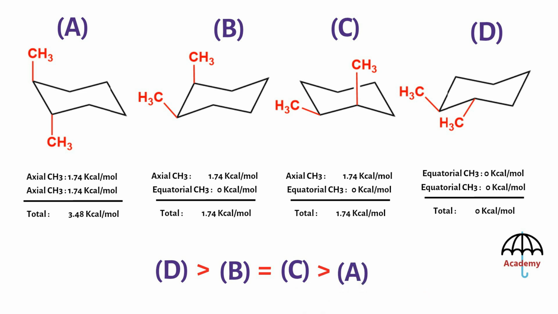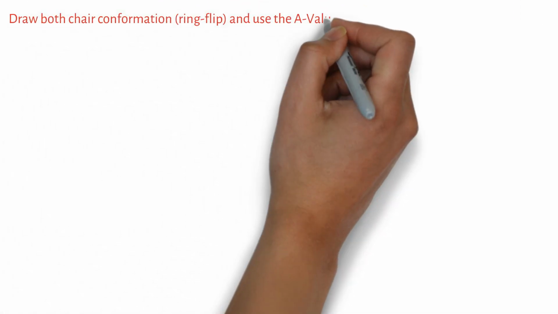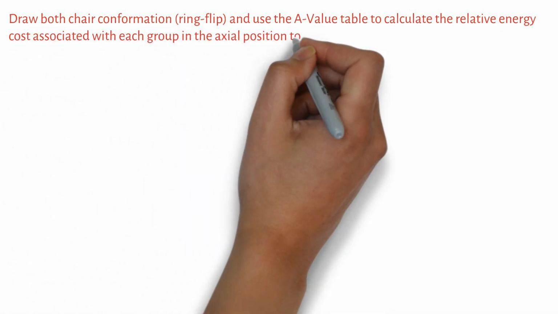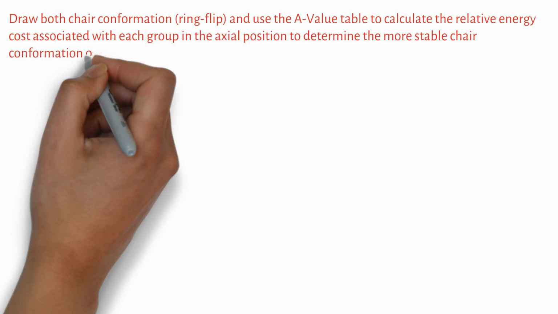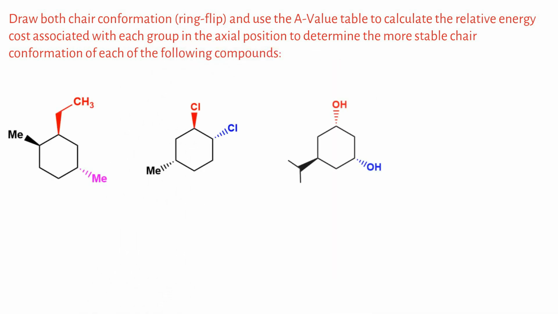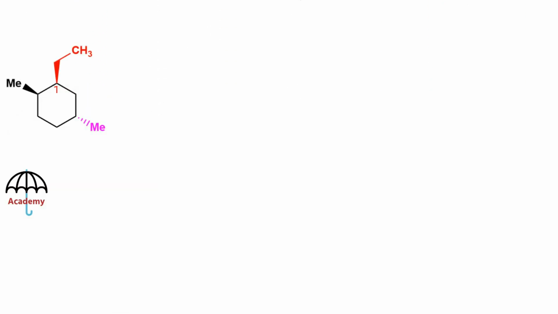By using A values, we can also determine the most stable conformation of a particular molecule. For example, if you were asked to draw both the chair conformations and use the A value table to calculate the relative energy cost associated with each group in the axial position, to determine the more stable chair conformation of each of the following compounds. Consider this molecule.